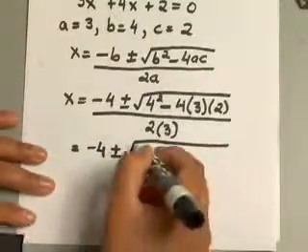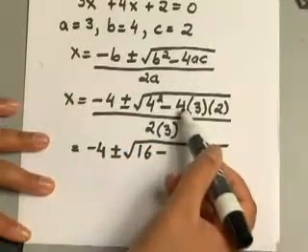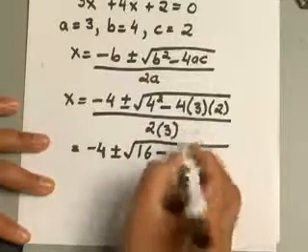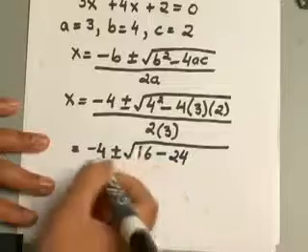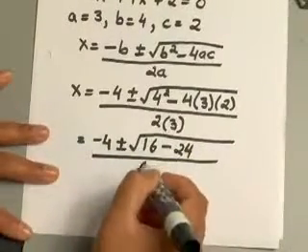4 squared will be 4 times 4, which is 16. Minus, you need to multiply 4 times 3 times 2. So 4 3s are 12. 12 times 2 is 24. And for your denominator, 2 times 3 will give you 6.